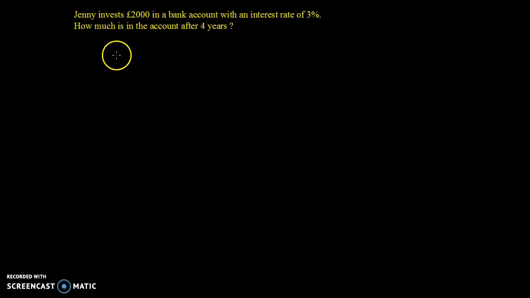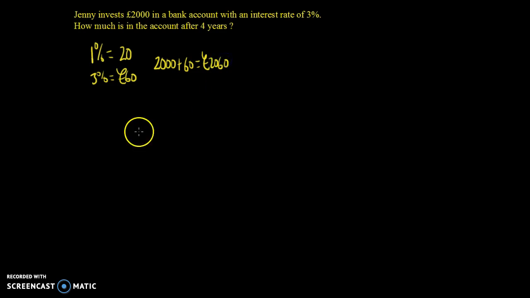So interest rate of 3%. Well, if I want to find 1%, divide this by 100, so that's £20. So your 3% is going to be £60. So the amount at the end of the first year will be your £2,000 plus your 60. So end of the first year, £2,060.